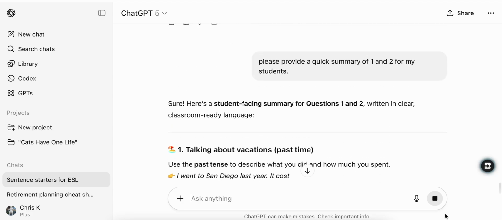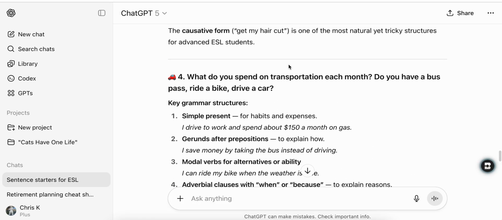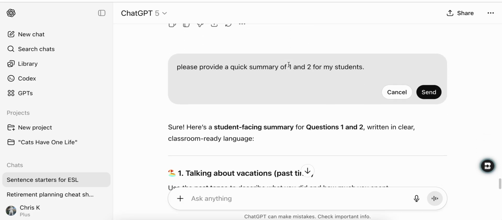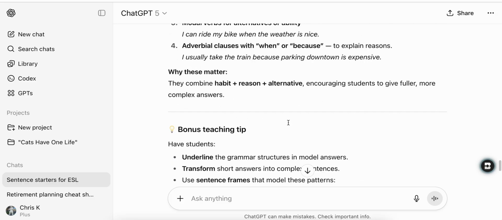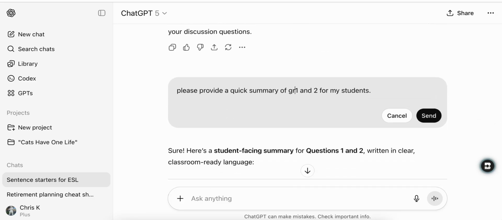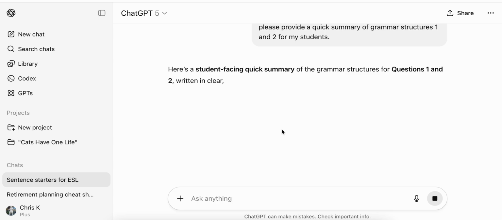So I can say, please provide a quick summary of 1 and 2 for my students. So it's something we can go over before answering the questions. Oh, no, I wrote it wrong. See, I didn't phrase it right. Okay. Of grammar structures 1 and 2. There we go. I thought I said questions 1 and 2. I actually meant grammar structures 1 and 2. So as you know, when you're using these LLMs, you've got to be pretty precise with your wording, and that's why it might take a few tries to get what you really want.